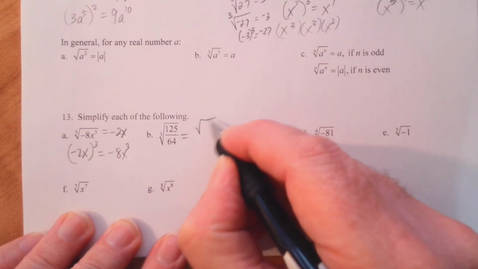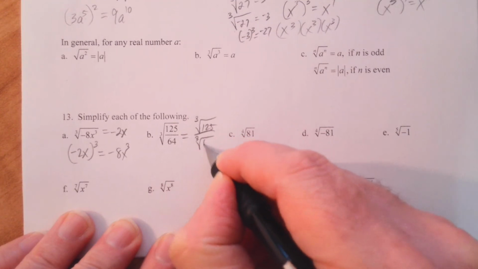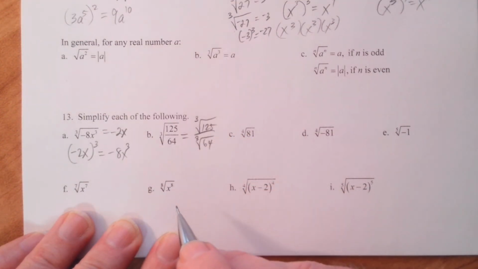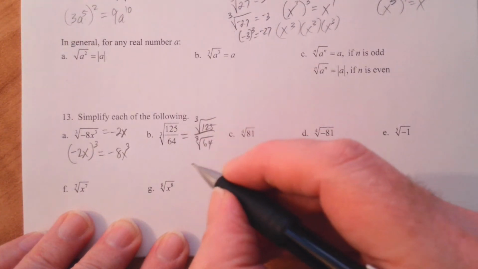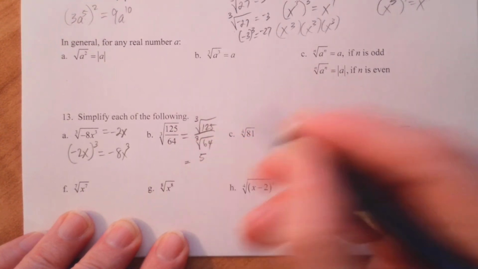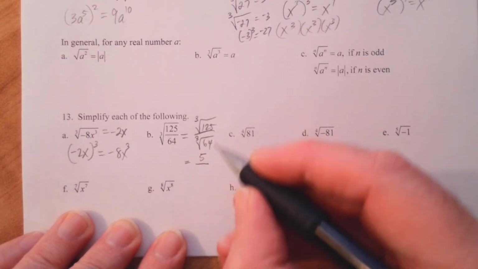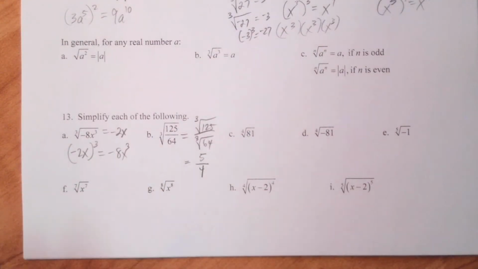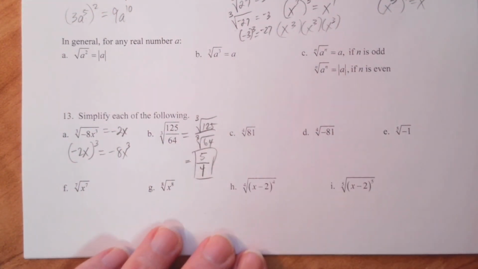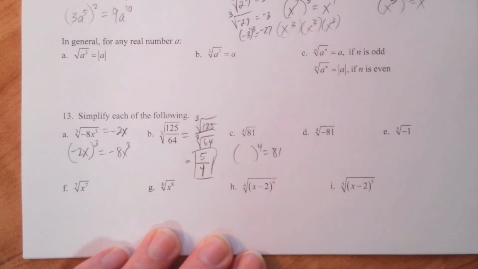The easiest way to do this one is write it as the cube root of 125 over the cube root of 64. And hopefully you wrote down the cubes earlier, or you might want to write them out if you don't already have them written out. Cube root of 125 is 5, since 5 to the third power is 125. And the cube root of 64 is 4, since 4 cubed is 64. So this is 5/4.